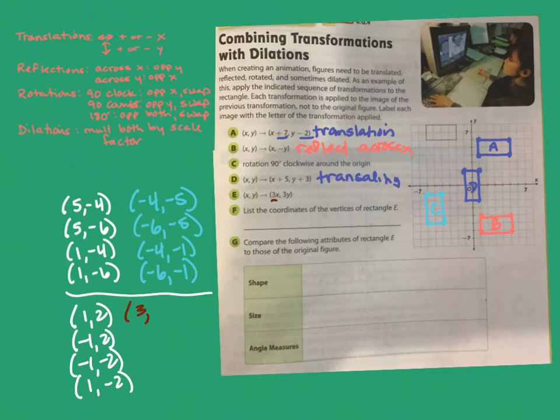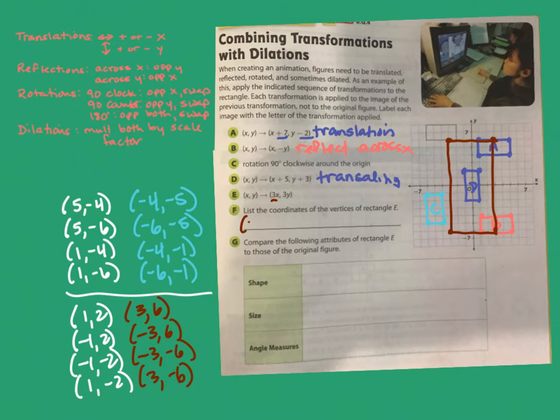This will be 3, 6. This will be negative 3, 6. This will be negative 3, negative 6. And this will be 3, negative 6. I will mark those points. 3 on the x, 6 on the y there. Negative 3 on the x, 6 on the y there. Negative 3 on the x, negative 6 on the y there. And 3 on the x and negative 6 on the y there. And that is my enlargement.